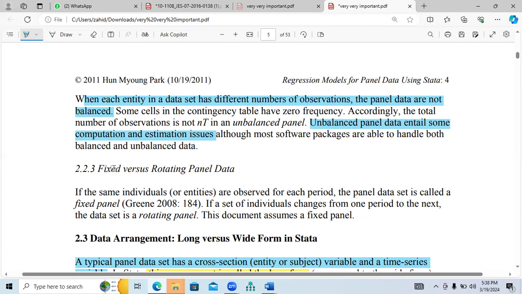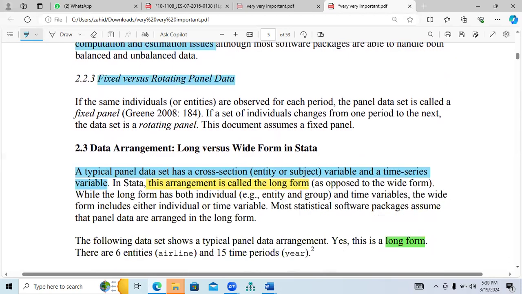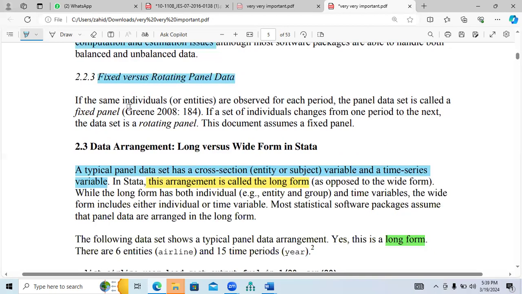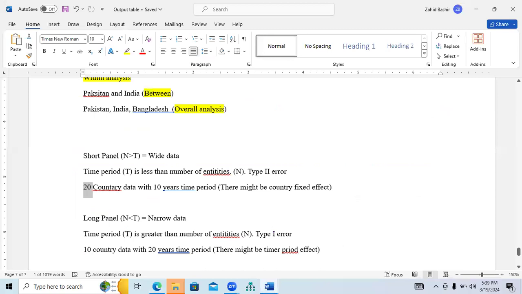The next thing is fixed versus rotating panel data. This is another category that you need to understand. If the same variable or entities are observed for each period, the panel data set is called fixed panel. It means you are going to repeat the same entities in different years. So it is called the fixed balance panel. If a set of individual changes from one period to another, the data set is rotating panel. That is also the pooled panel. So I would like to exemplify this.